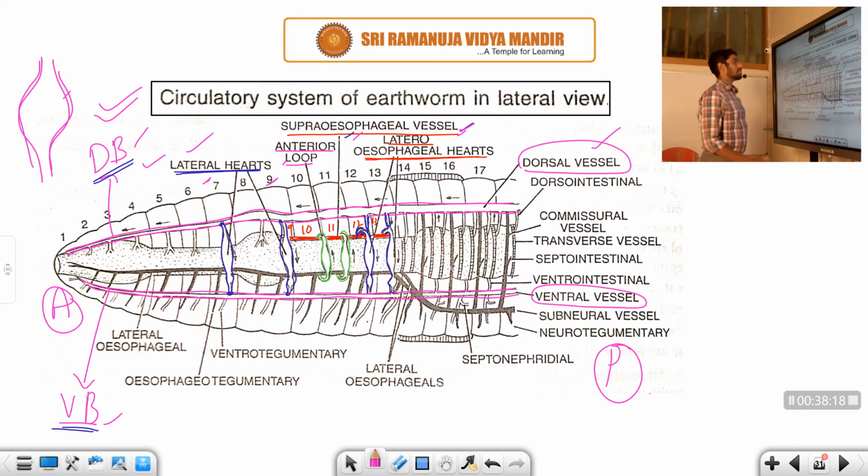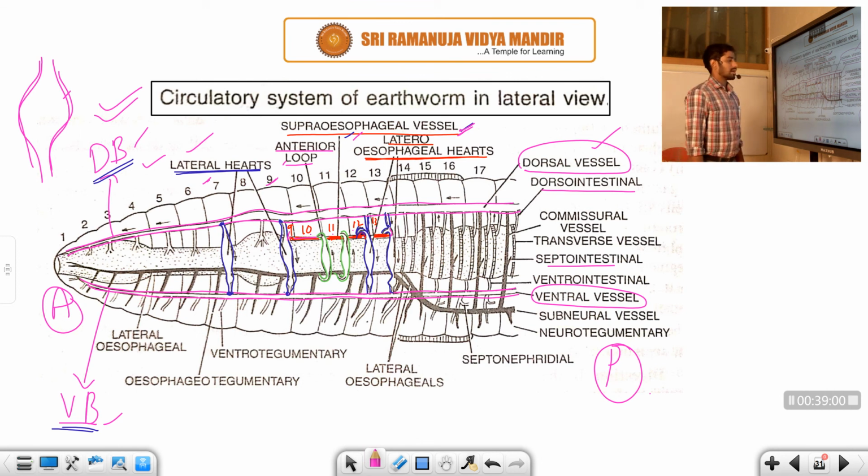Okay students, another part is the blood vessels. We discussed the supraesophageal blood vessel. It occupies the 9th to 13th segments, the red colored part you can observe. The supraesophageal blood vessel collects the blood and connects the anterior loop, lateroesophageal blood vessel and ventral blood vessel. The dorsal intestine, there is no need to discuss. Only the main parts are important, students.